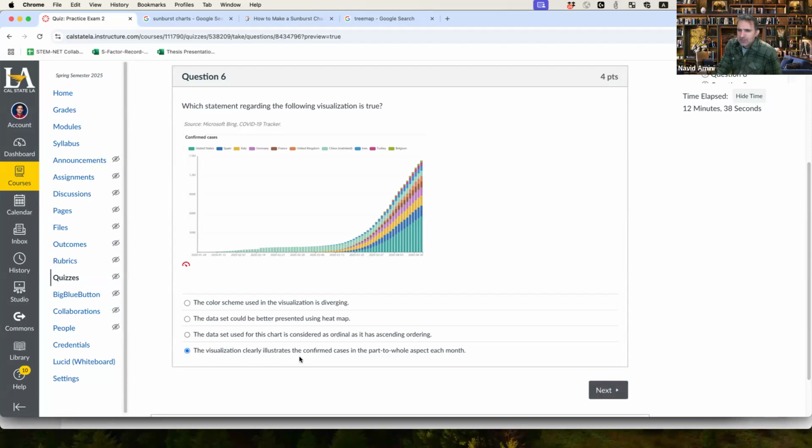The visualization clearly illustrates the confirmed cases in the part 2 whole aspect each month. So for example, here we see that the US has none, but starting here, the US is a bit. And here we can see that the US is almost 40% of the whole number of cases in the world. Right?